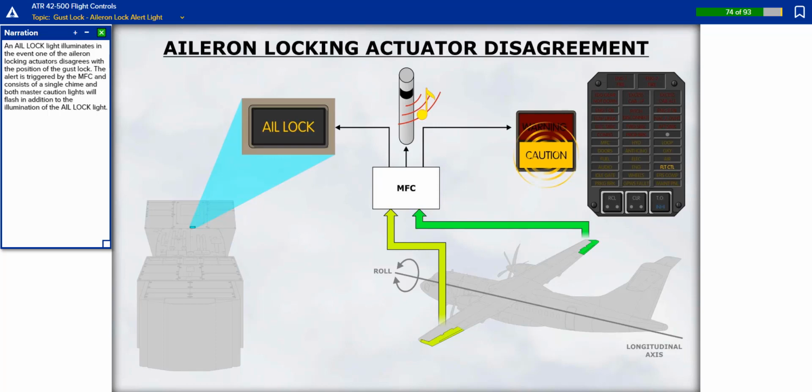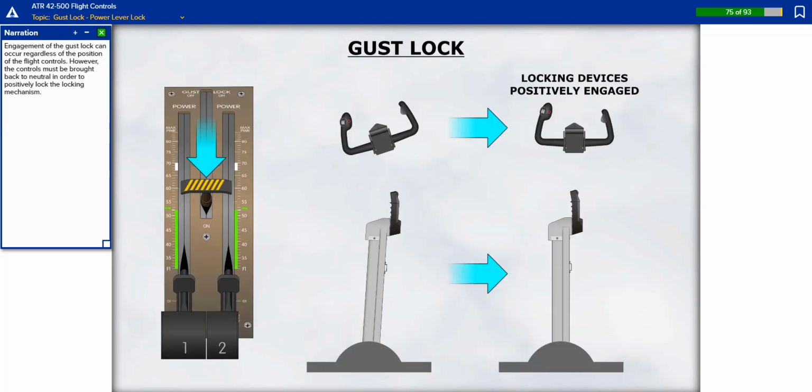An aileron lock light illuminates in the event one of the aileron locking actuators disagrees with the position of the gust lock. The alert is triggered by the MFC and consists of a single chime, and both master caution lights will flash in addition to the illumination of the aileron lock light. Engagement of the gust lock can occur regardless of the position of the flight controls. However, the controls must be brought back to neutral in order to positively lock the locking mechanism.